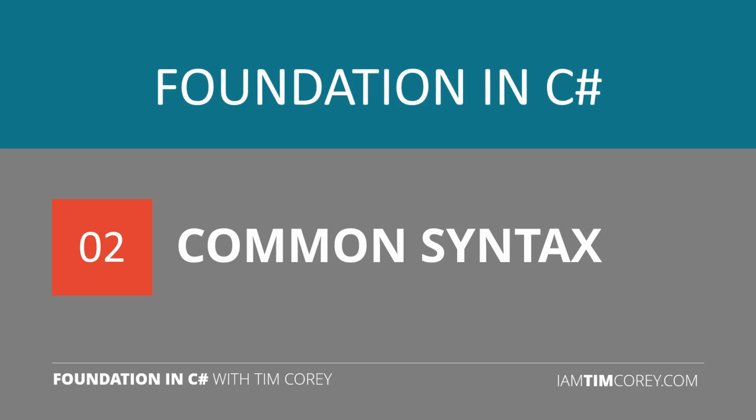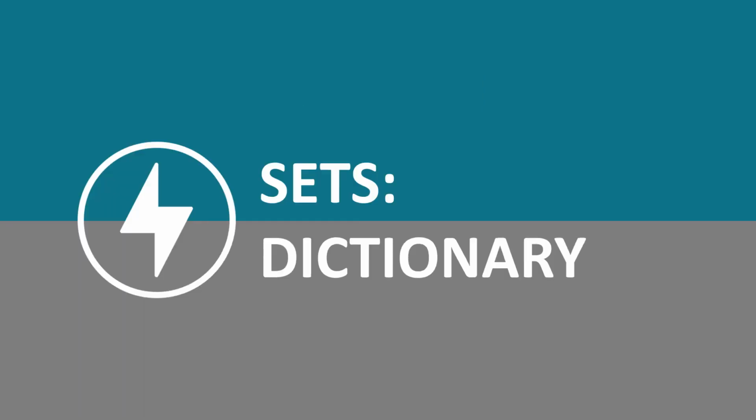We're currently in Module 2, and in this lesson we're going to learn about one last set type, which is the dictionary. Now, a dictionary is a more specific set type, but I want to show you because I think it's important you at least see it.